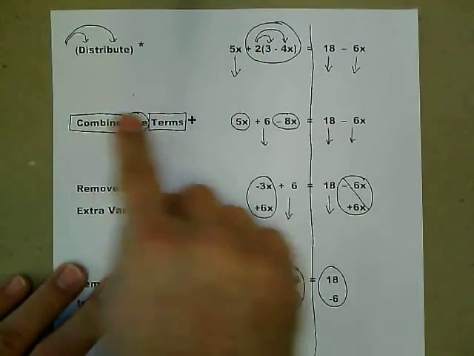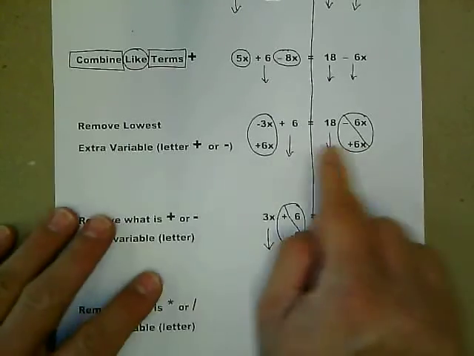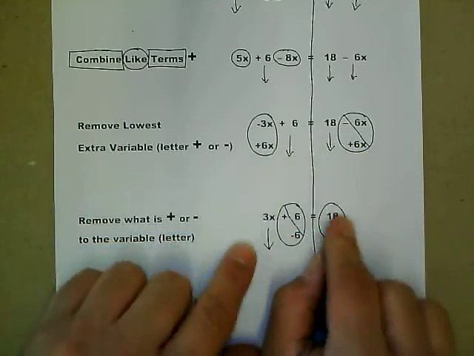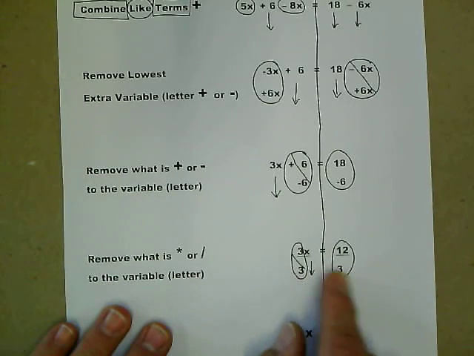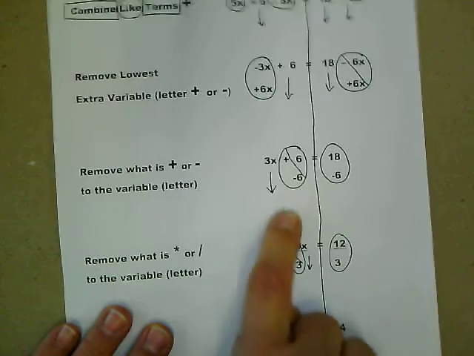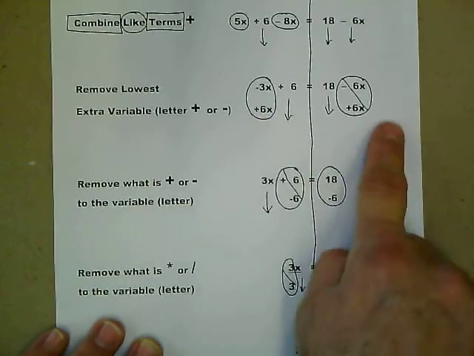Here's the distribute part. Here's the combine like terms part. Here's the lowest extra variables. Here's what's added or subtracted to the variable. Here's what's divided. And notice it's always that 3x. So that's the last thing we're going to carry down, these x's.